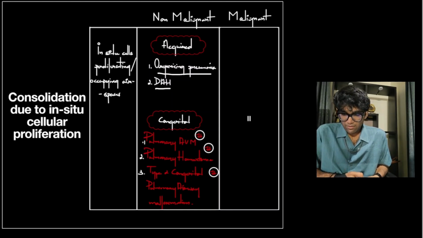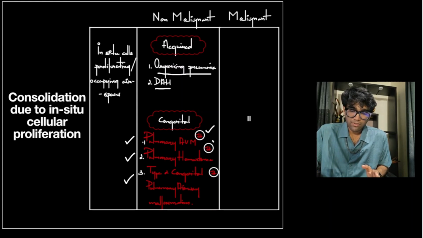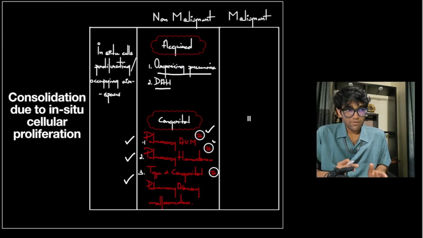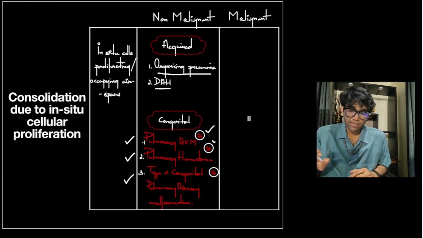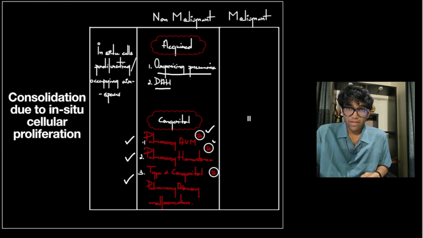Then there are three abnormalities of lung growth or development that can produce consolidative patterns. They are pulmonary arteriovenous malformations, pulmonary hematomas, and type 2 congenital pulmonary airway malformations, or CPAM. These three entities, as I've shown with the mark here, have very specific imaging findings and can be clearly demarcated from the other causes, and usually are asymptomatic. That is why I'm trying to separate them from the rest. So essentially it is just organizing pneumonia and alveolar hemorrhage.